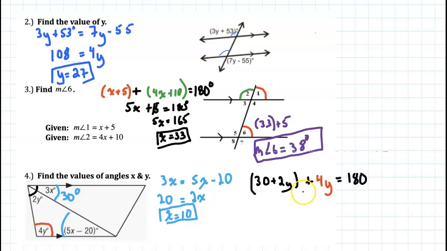All right. So if I combine the like terms, I have 6y is equal to, I'm going to subtract 30 from both sides, so that'll leave me with 150. Here's an easy mental math. 6 goes into 150 exactly 25 times. So y is equal to 25. All right, so we've got the value of x and the value of y.